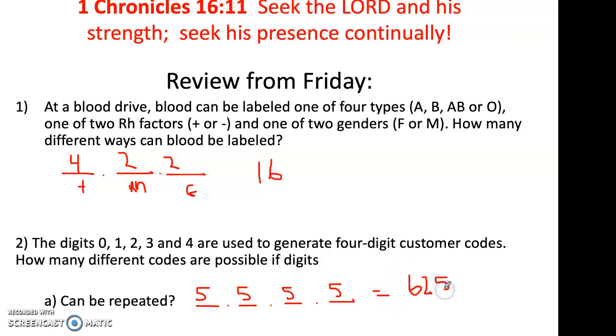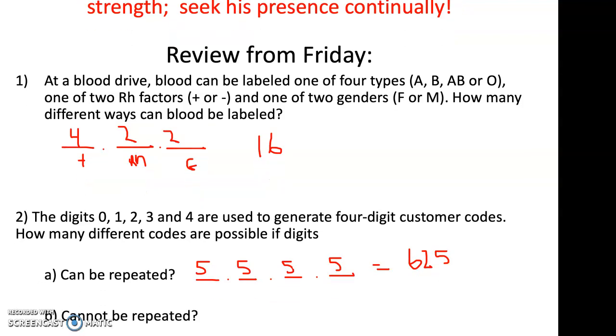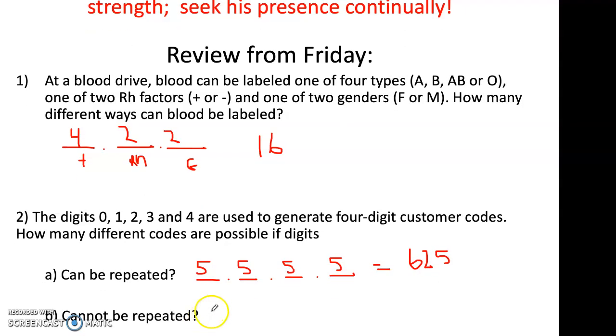Again, I'm going a little faster because this is a review. Now this cannot be repeated. We still have 4 different options. We have 5 numbers to choose from, then 4, then 3, and then 2. So when we multiply these possibilities together, we're restricted, so now we're left with 120 possibilities. All right, that's a review.